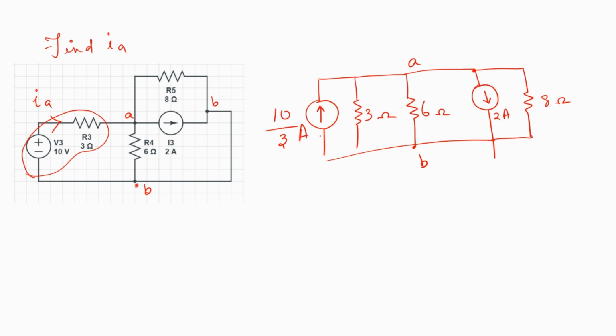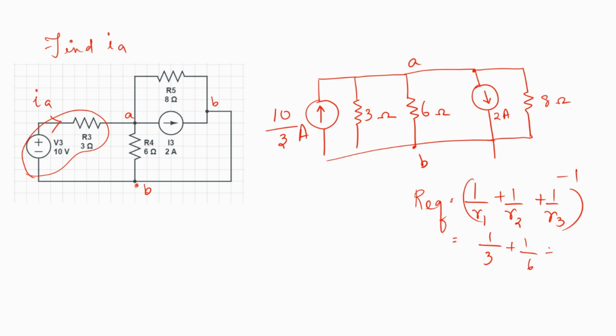Here I can see that there are two current sources that are connected in parallel, and there are three resistors that are in parallel with each other. So we can easily find out the equivalent resistance of this circuit. So R equivalent we know is equal to 1 by R1 plus 1 by R2 plus 1 by R3, the whole inverse. So when I replace it, I'll get 1 by 3 plus 1 by 6 plus 1 by 8, the whole inverse. So this turns out to be 1.6 ohms.